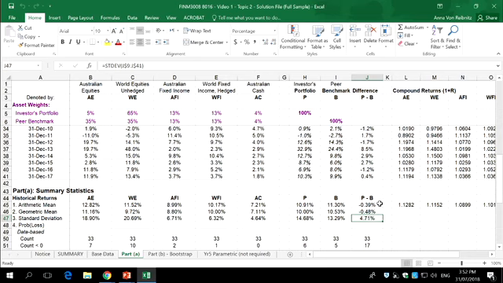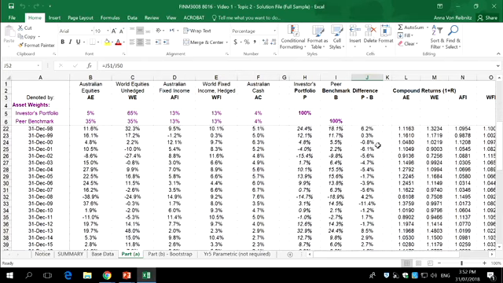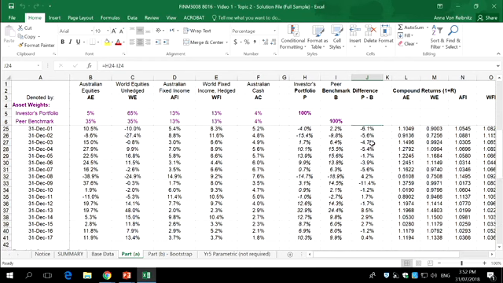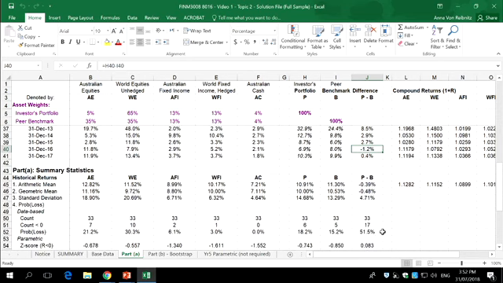Another one could just be the probability of underperformance. So see how we've got a probability of loss here. This is a column, your portfolio less your benchmark. When this is negative, you are underperforming your benchmark. When it's positive, you are outperforming. So you might want to look at the probability that you underperform your benchmark. And that's the type of thing you would look at here.